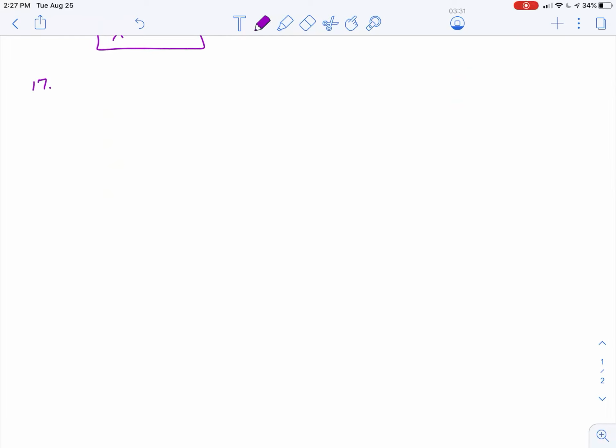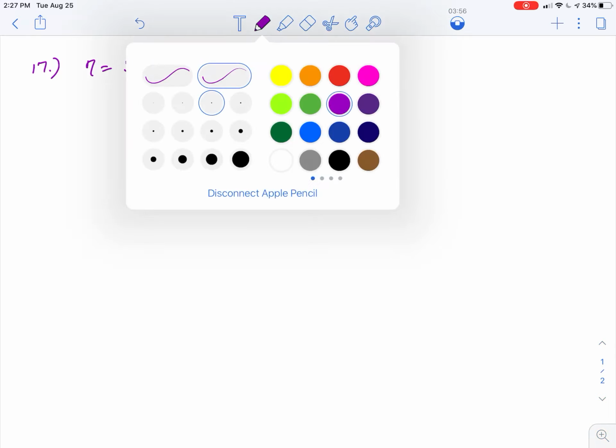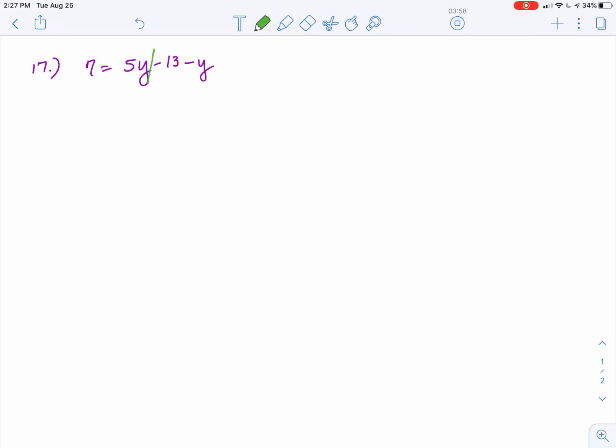Number 17, we have 7 equals 5y minus 13 minus y. Okay, so I'm going to make that a better 13. There we go. So we're going to put the y terms together. I notice I have a 7 on the left-hand side. I have a minus 13 on the right-hand side. And by the way, I'm going to go ahead and separate my terms here. So I have 5y minus 13 minus y, or 1y. Remember, that's just a 1 in there.